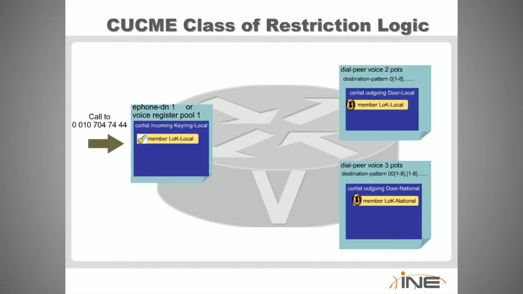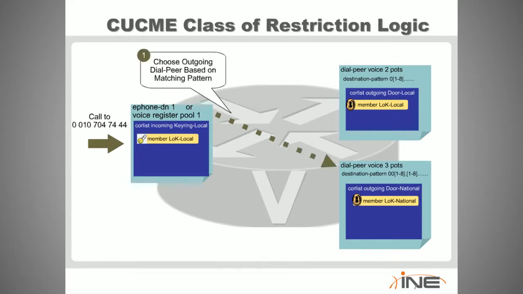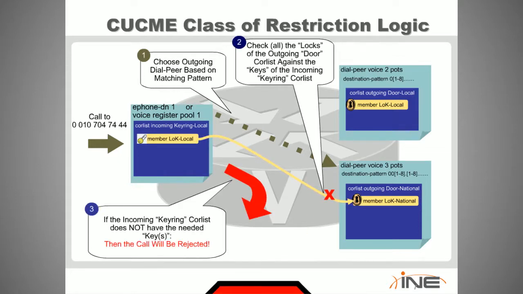Here we've got an inbound call to 0010-704-7444. And so we first, again, match the dial peer. The dial peer is chosen. Now the CoR is checked. We have the key for lock key local, but the door has the lock key national, and we don't have any more keys. So the incoming key ring does not have the needed key, and so the call will be rejected. All right, that seems hopefully fairly simple to add on to what we just went over.